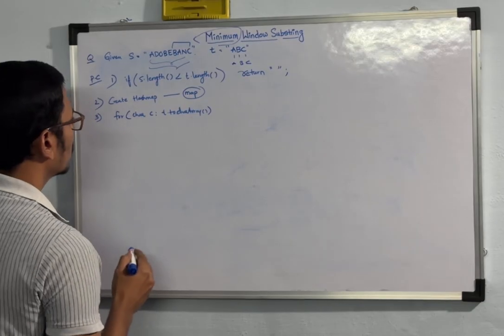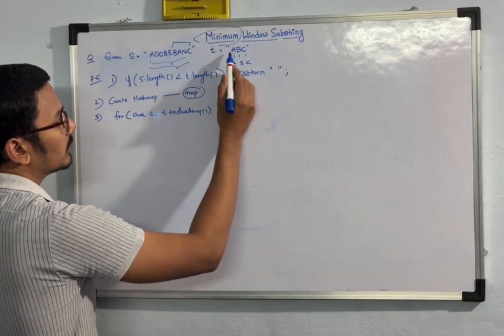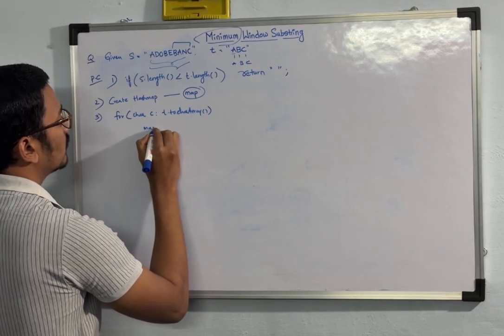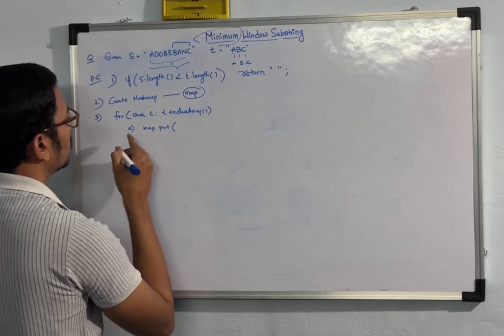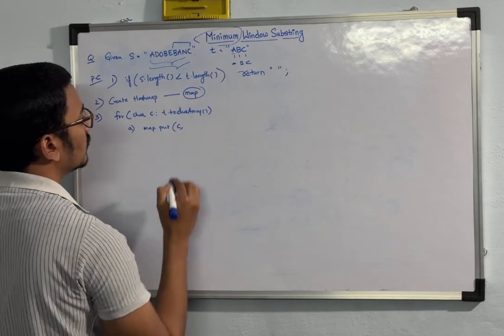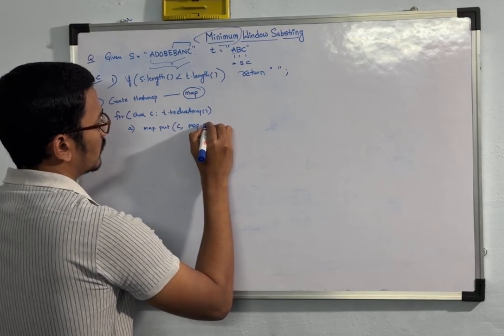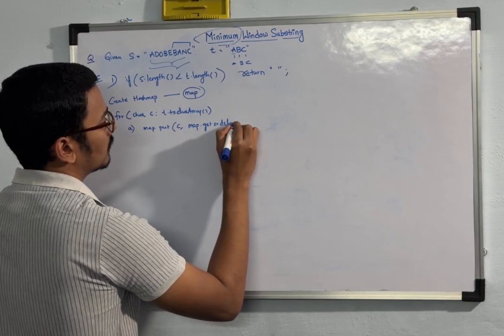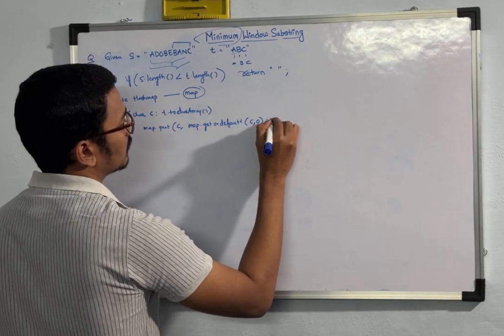So what I will do here is keep in the map each and every character with its frequency. Means map dot put, this step will be inside the loop, map dot put c comma map dot getOrDefault c comma 0, plus 1.